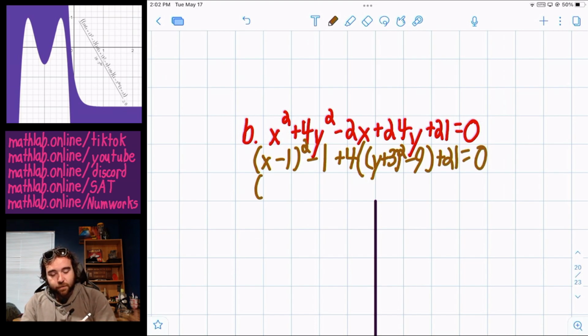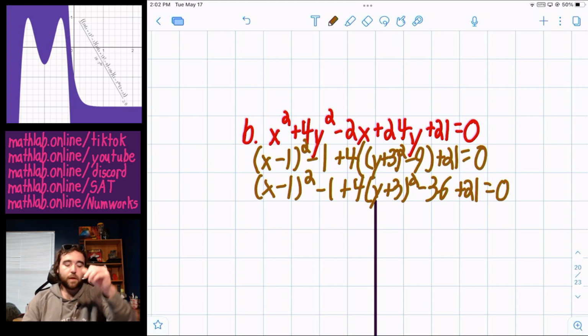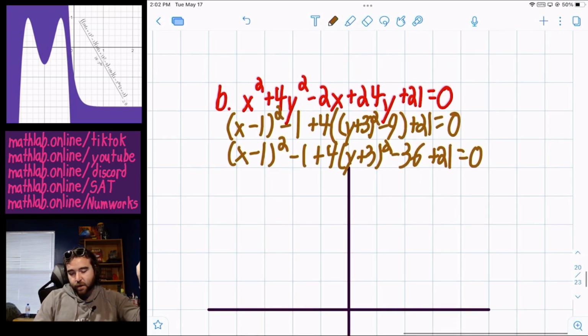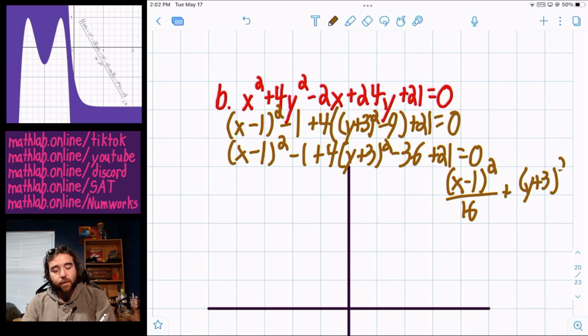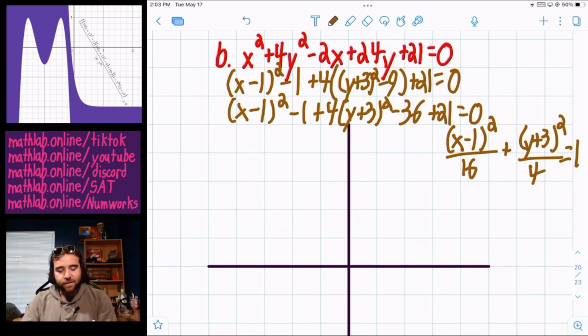Let's see if I did that properly. So then x minus 1 squared minus 1 plus 4, y plus 3 squared minus 36 plus 21 equals 0. So what is that then? That's going to be, yeah, minus 1 plus 21 is plus 20, plus 20 minus 36 is negative 16. So then we add that to the other side, and then we divide by it. So it's going to be x minus 1 squared over 16 plus y plus 3 squared over 4, because it cancels, equals 1. And this is nice, just an ellipse.